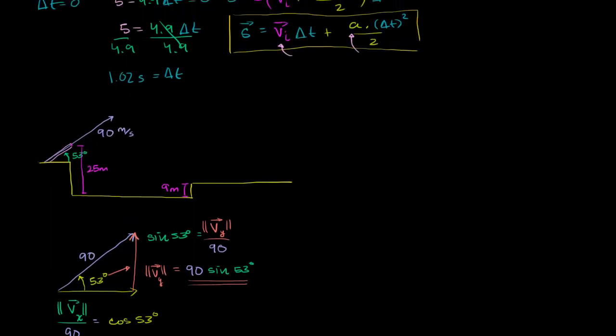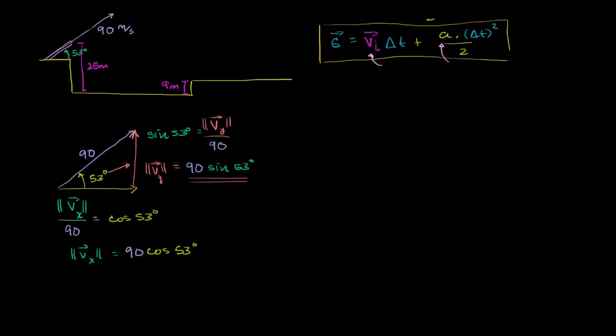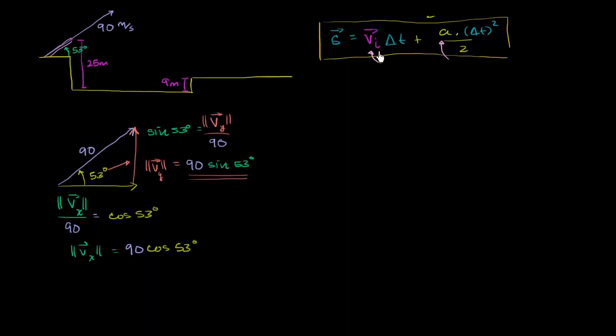That the displacement, let me just copy and paste this a little bit lower so we can use it. So let me copy it, and then paste it. I'll stick it right over here. So we could use this. We know that the displacement is equal to the initial velocity, and we're dealing with the vertical direction right here, times the change in time, plus the acceleration times the change in time squared, divided by 2.